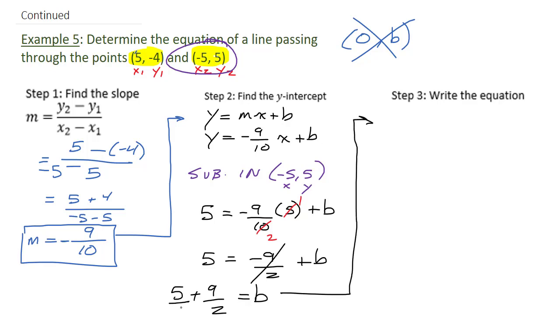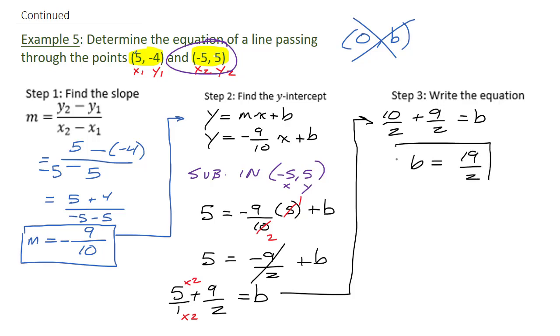We need a common denominator. So this is 5/1. What's a good common denominator? Why don't we times that by 2 and get 5/2? And they'll both have a common denominator of 2. So we have 10/2 plus 9/2 equals b. I'm going to flip it around here. b equals 19/2. There you go.